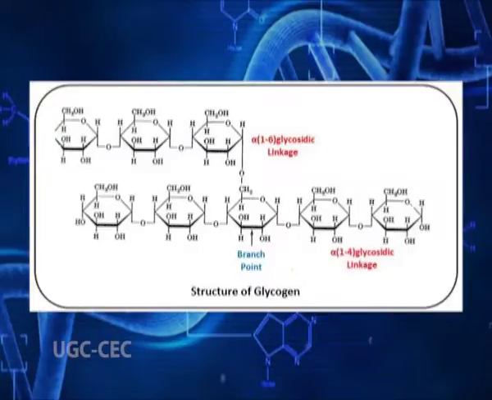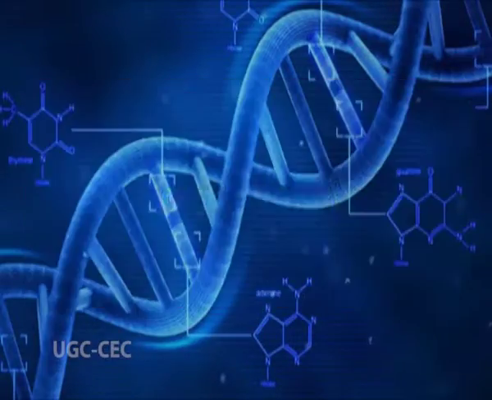Glycogen is a highly branched chain polysaccharide, and it resembles amylopectin in structure. Thus, glucose residues are linked together through alpha 1,4 glycosidic linkages, except at the branch points. The branch is linked to the main chain through alpha 1,6 glycosidic linkages. It is very similar to the structure of amylopectin.